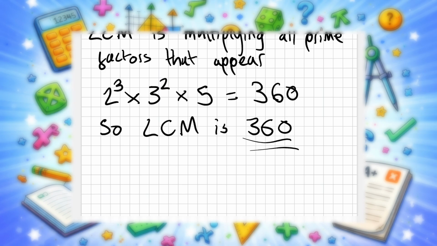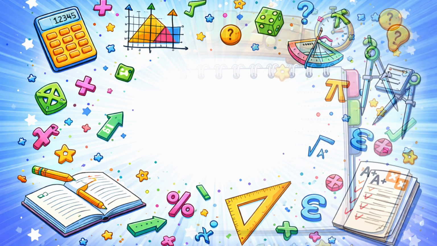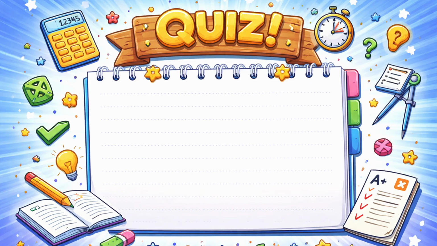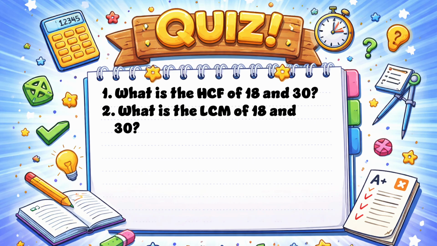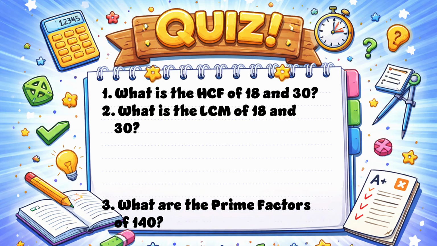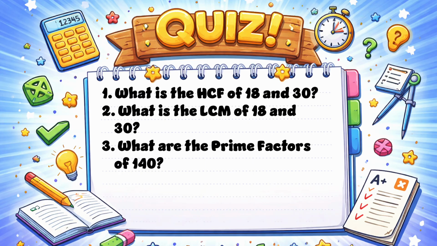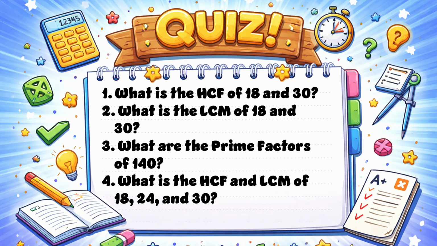Perfect. I hope that all makes sense. So let's test your knowledge with a quick quiz. The last question will be a little longer. First, what is the highest common factor of 18 and 30? What is the lowest common multiple of 18 and 30? What are the prime factors of 140? And finally, a little longer question: what is the highest common factor and lowest common multiple of 18, 24 and 30? All answers to these questions will be in the comments, so make sure to head down there and see how you did.